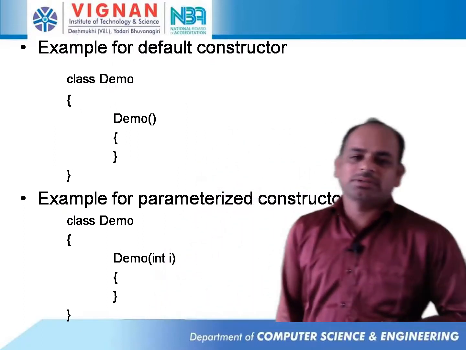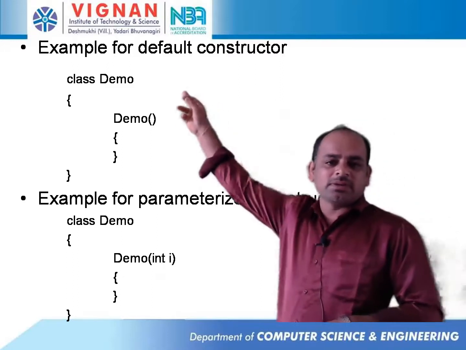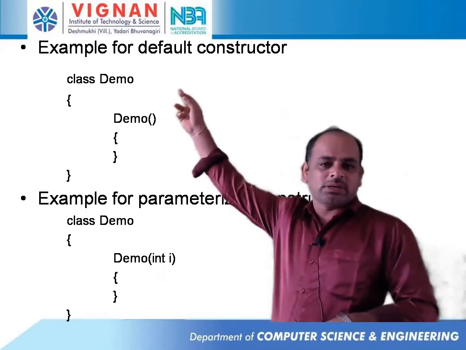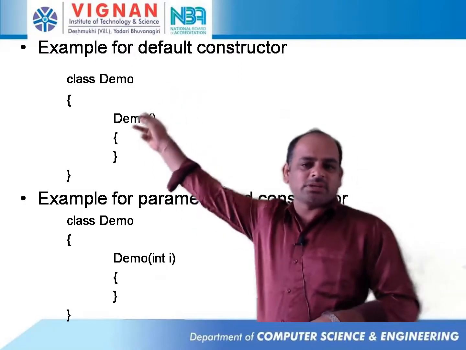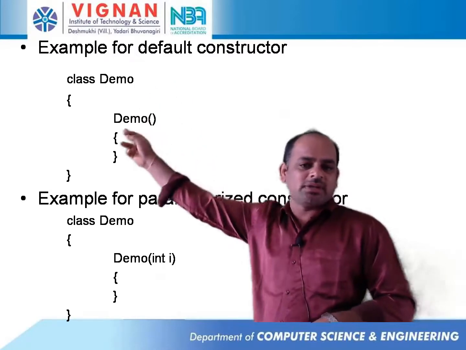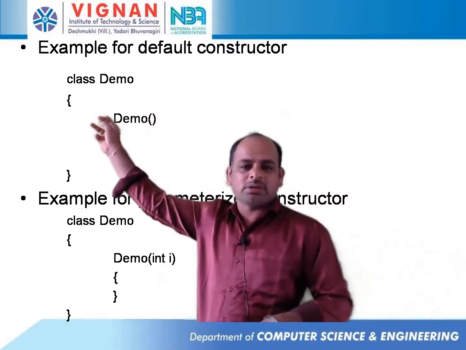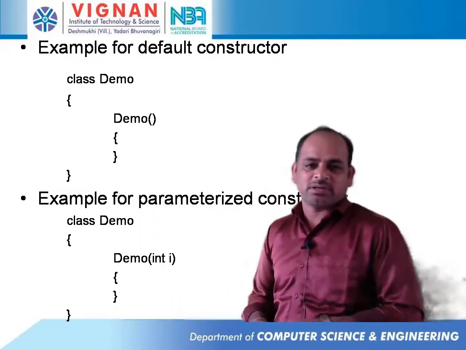You can see in this example how we can define the default constructor. This is the class, and the class name is demo, and here it is a default constructor because its name is the same as the class name. Does it have any return type? It is not having any return type. So this is one template for how to create a default constructor.